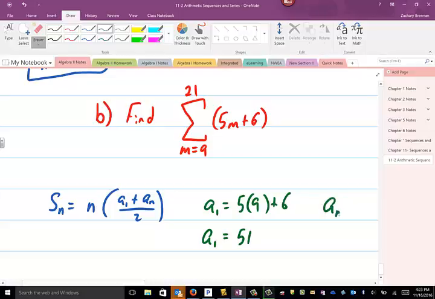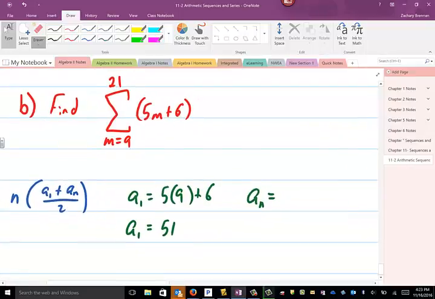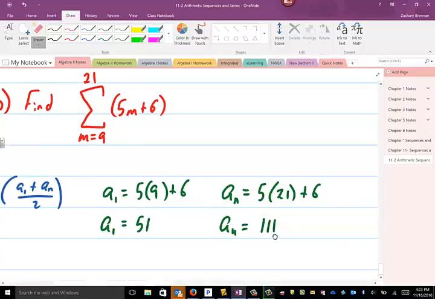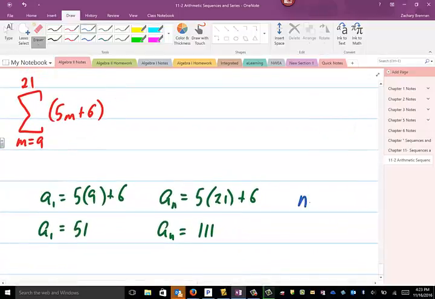Got my first one. I find my a sub n, my last term. It's really the 21st term. Plug that 21 in. 5 times 21 plus 6. That's going to give us 5 times 21 is 105 plus 6 is 111. And then here's that tricky part that I did earlier. We're going to subtract for the n. N would be 21 minus 9, right? We started at 9, finished at 21. Subtract those out and you're going to get 12. Except what you did is you subtracted one too many out, add it back in, and your n is 13.